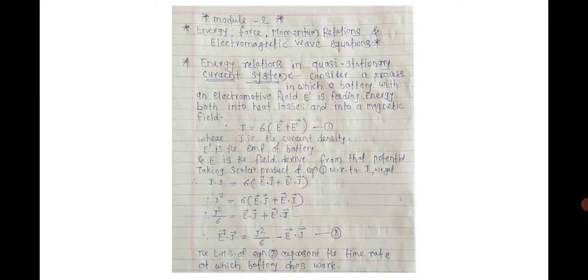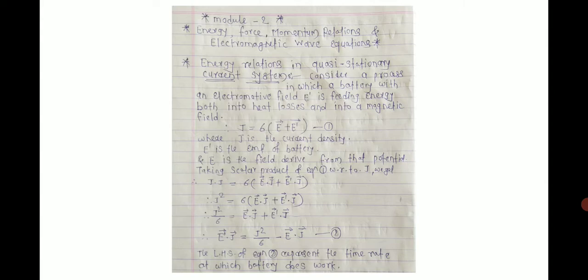In this video we will start the first point, that is the energy relation in quasi-stationary current system. What is meant by quasi-stationary? Quasi-stationary means slowly moving energy in a magnetic field.